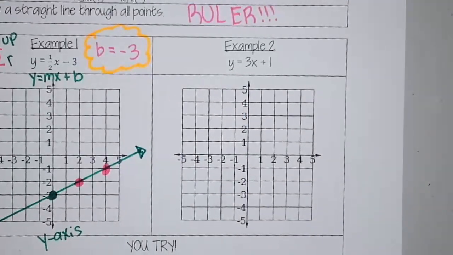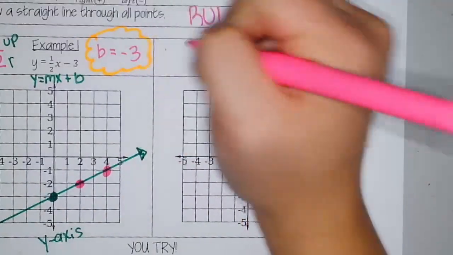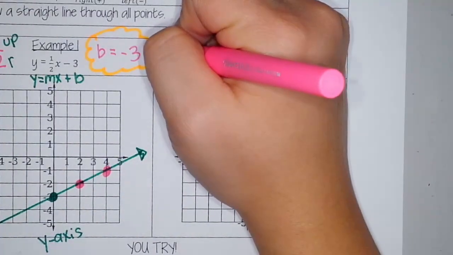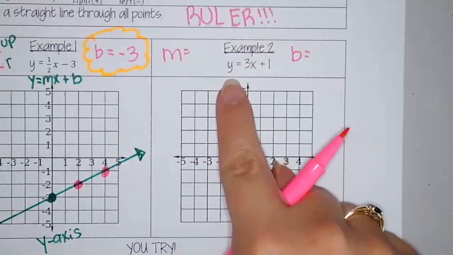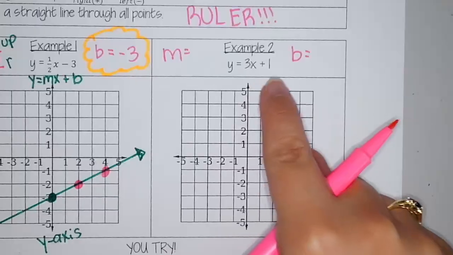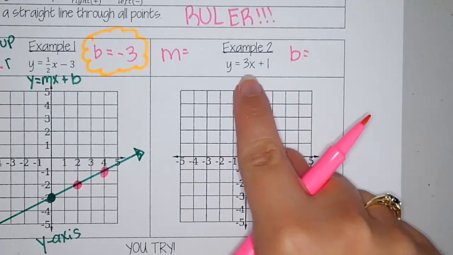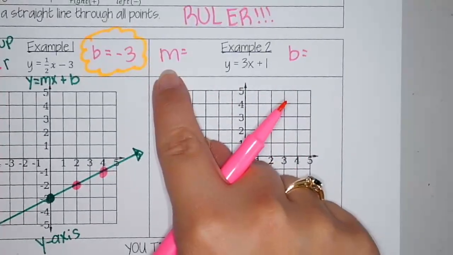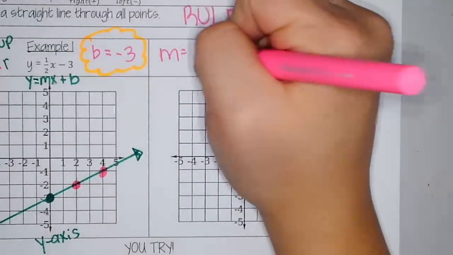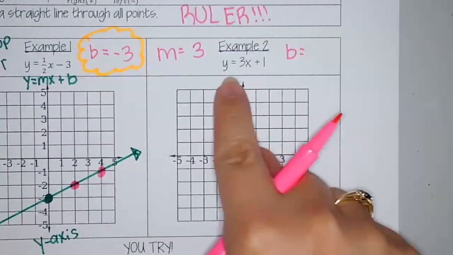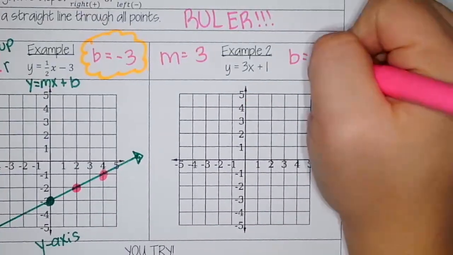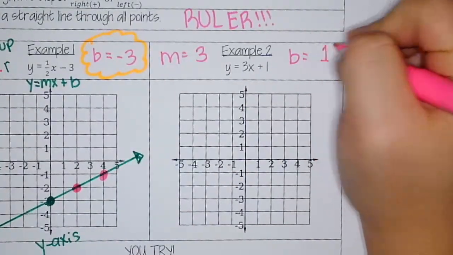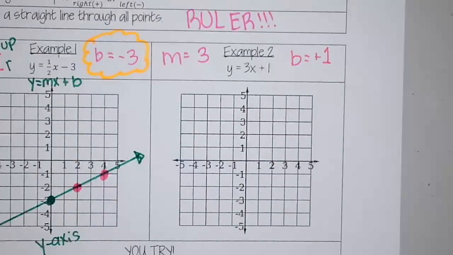On example 2, the first thing I want from us is to identify the slope and the y-intercept. So we have slope is m, and the y-intercept is b. M and b. All right, looking at this equation, y equals 3x plus 1. Can someone raise their hand? Which of these numbers is m, or the slope? 3. And which of these numbers is y-intercept, or the b? Yep, 1. Now it is a positive 1, so keep that in mind.